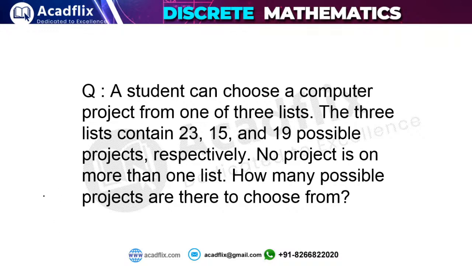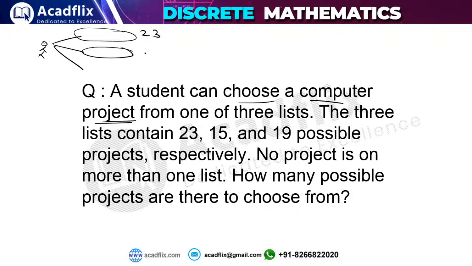Okay, let's see. What is this question saying? This question is saying that there is a student, let's assume, and he wants to select one project. But there are three lists. In this list you have 23 projects, in this list you have 15 projects, in this list you have 19 projects. Maybe these are the mathematics projects, these are the physics projects, these are the chemistry projects.